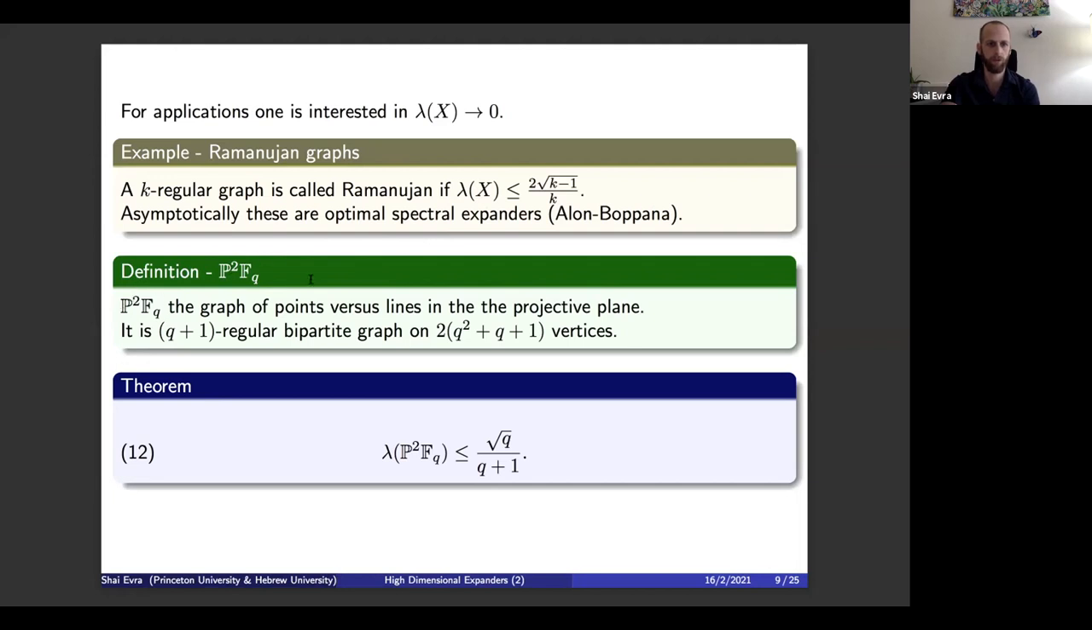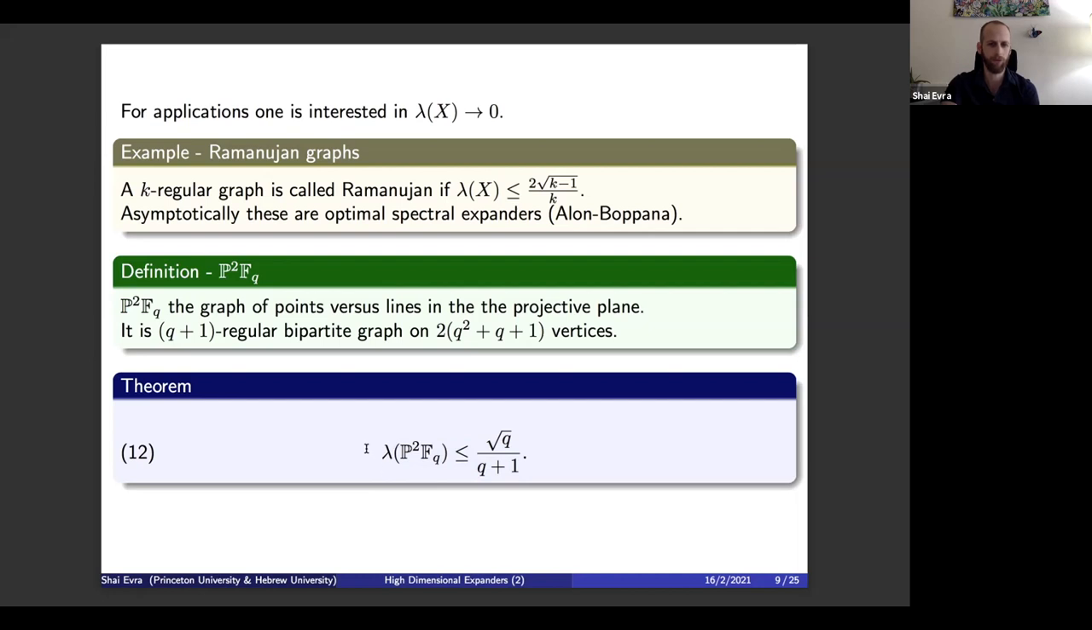For instance, you can look at the graph of points versus lines in the projective plane. It is a Q plus one regular bipartite graph on 2 times Q squared plus Q plus one vertices. And this graph achieves better. So they are Ramanujan, but they're better than Ramanujan. They improve Ramanujan by a factor of 2. And we will use this fact.